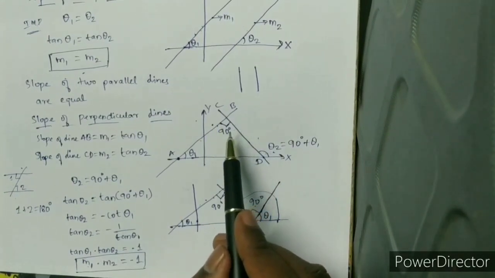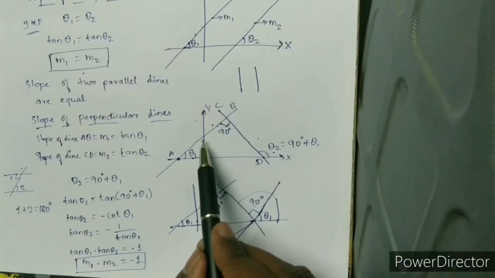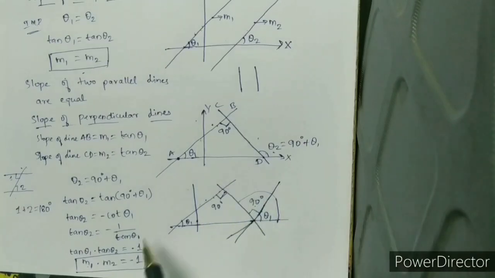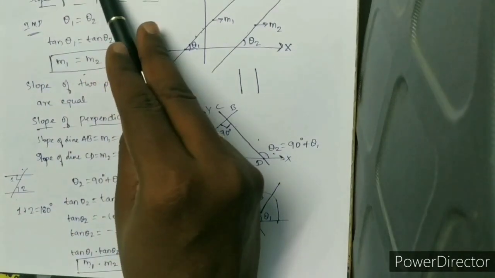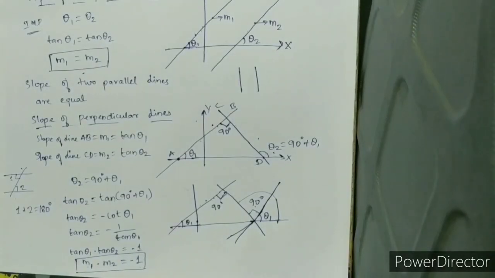Since these two lines are perpendicular, the product of their slopes is equal to minus 1. That is, m1 into m2 is equal to minus 1. So this is what you have to be careful about in this chapter. So m is equal to tan theta. This is slope.